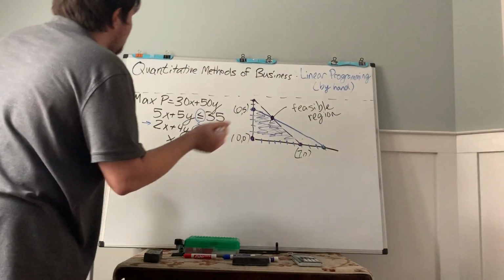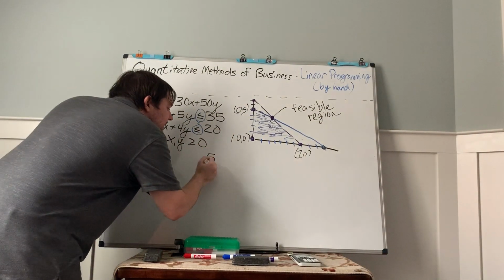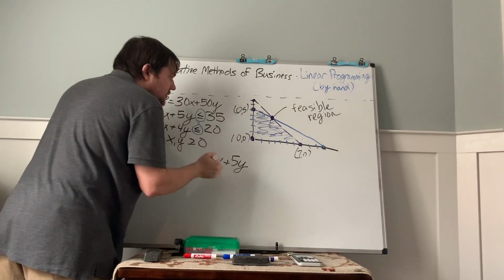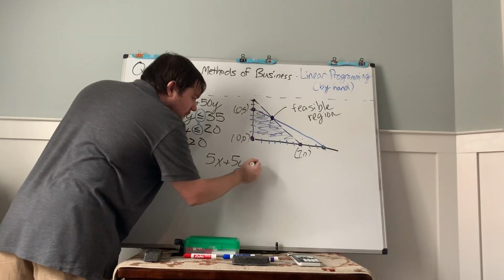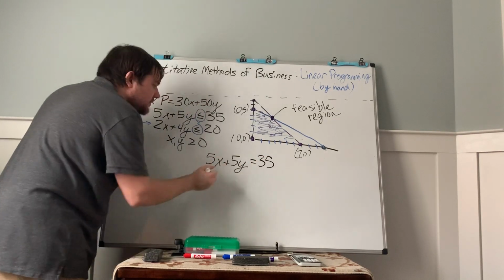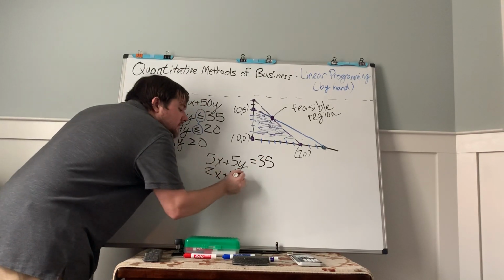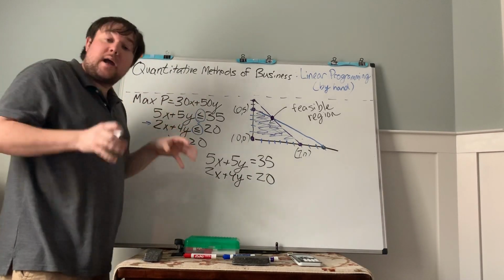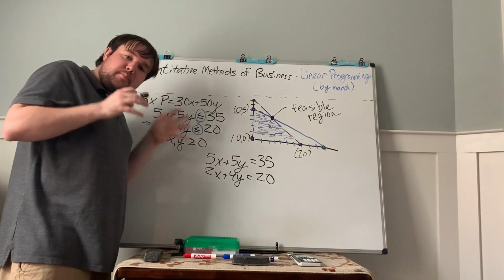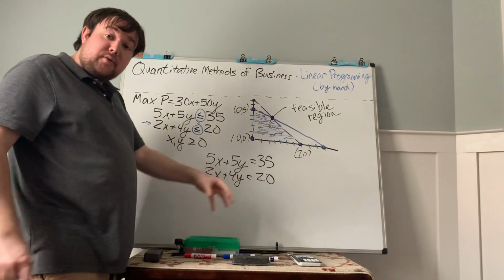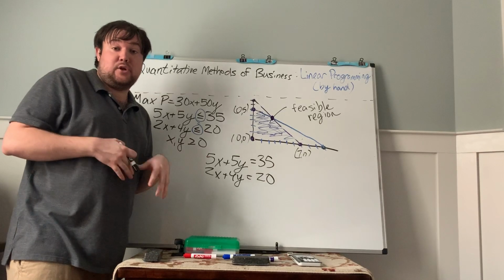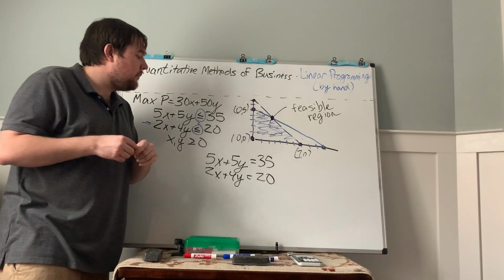So what we do is we take those equations, and I'm going to go ahead and write equals instead of less than or equal to, because we're on the line now. So we have 5x plus 5y is 35, 2x plus 4y is equal to 20. We want the xy point that satisfies both of these. Now there are a couple different methods you can use, but the method I like to use is the substitution method. So we're going to learn that one right now.